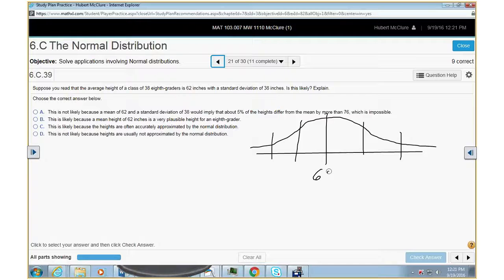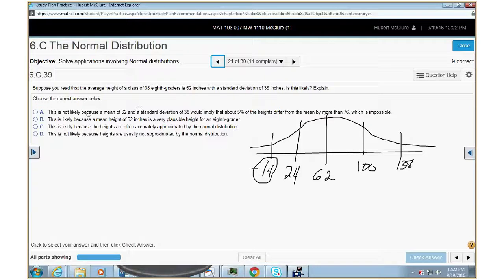62. And what's 62 plus 38? 100. And 138. And what's 62 minus 38? 24. And 24 minus 38. They're asking, suppose you read that the average height for the class of 38 eighth graders is 62 inches with a standard deviation of 38 inches. The only reason I say it's not likely is because what? Negative. But I don't know.